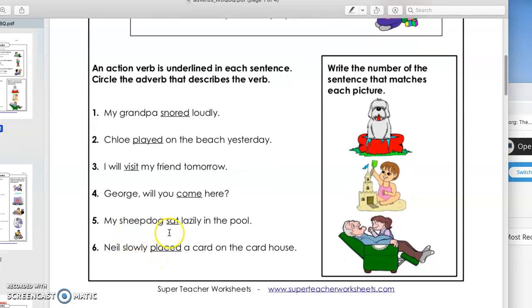My sheepdog sat lazily in the pool. Sat. How? Lazily. Ends in ly. And the last one, Neil slowly placed a card on the card house. How did he place the card? Slowly.